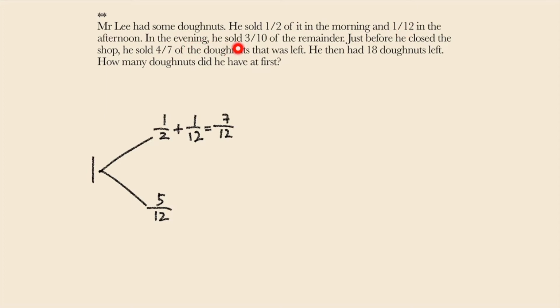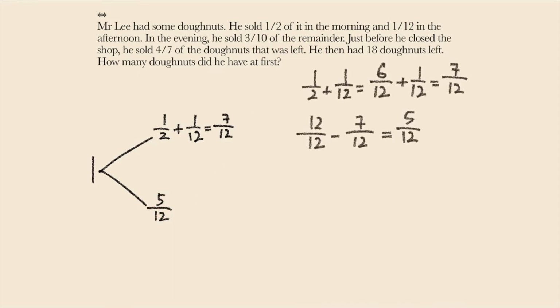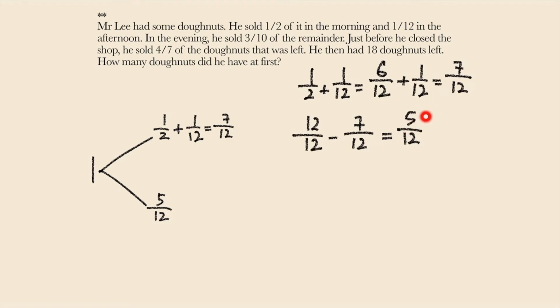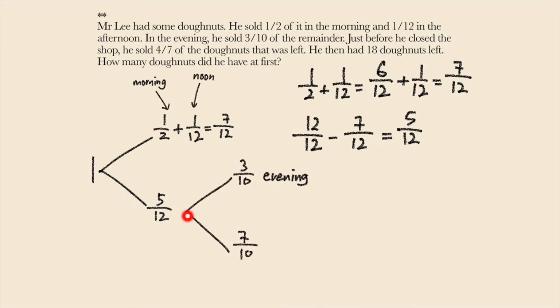Okay, from here, in the evening, 3/10 of the remainder was sold. Right here, this is the remainder right now. 3/10 of it. Okay, so this is just a calculation. And this is how we obtain 5 over 12. So from here, the remainder, 3/10 got sold in the evening. Which means 7 over 10 left. Just before he closed shop, he sold 4 over 7 of what's left. So from here, 4 over 7 was sold during the closing time, leaving 3 over 7.